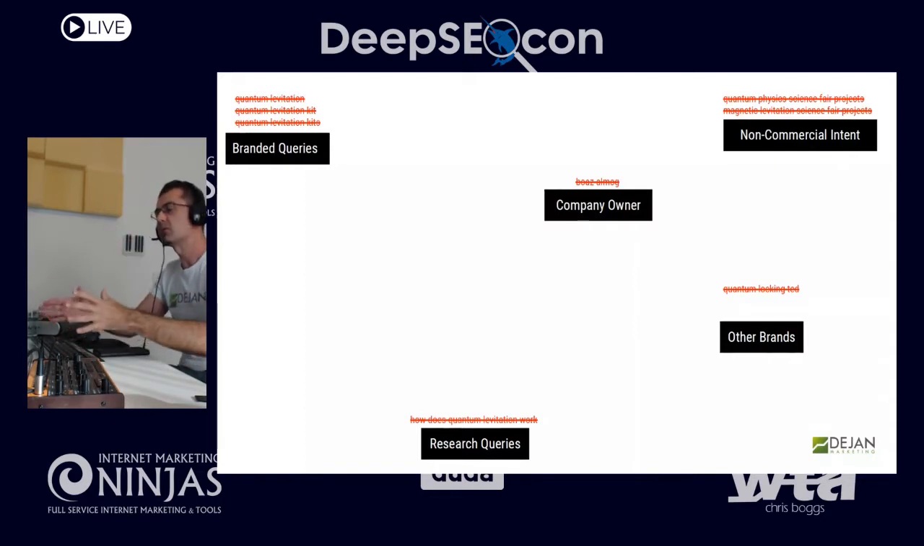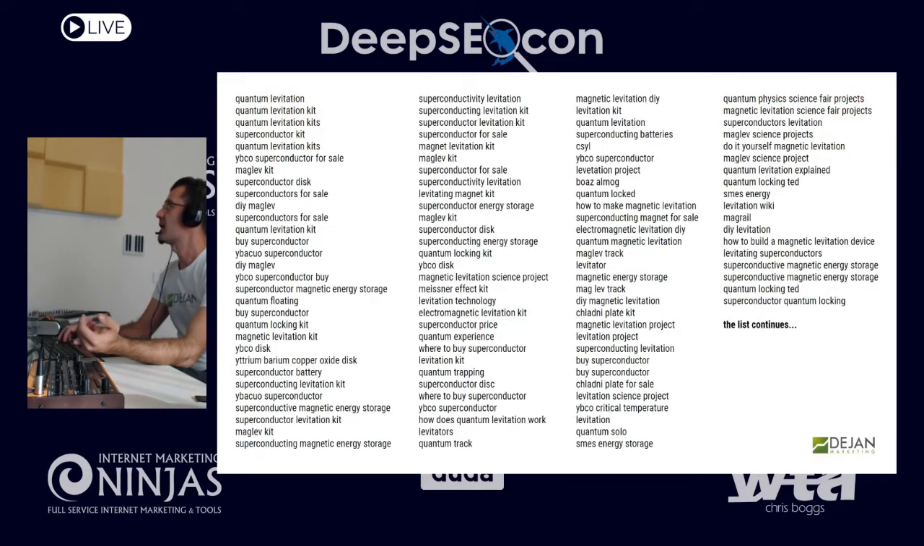You could be segmenting your research away from your products to your blog and vice versa. And there could be all sorts of queries that don't have any commercial intent. Let's have a look. So quantum physics science fair projects. This is people just researching things and they just want to see cool stuff, not necessarily ready to buy your product. So the behavior on this level is very different to what somebody that is looking for a superconducting levitation kit, because that's a very intent-oriented query for somebody who is looking to buy.